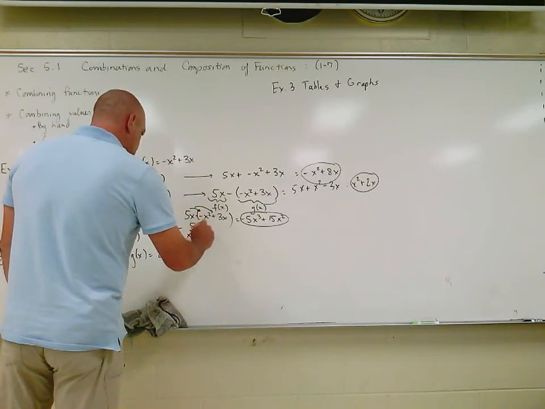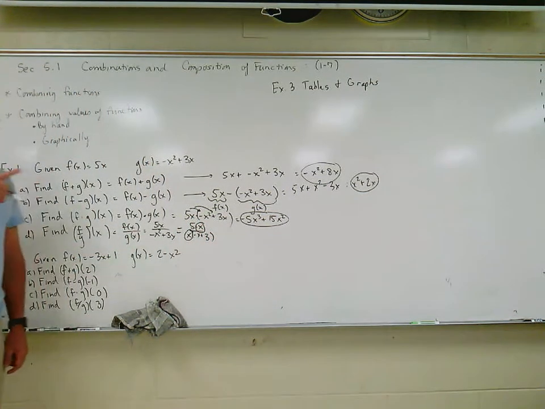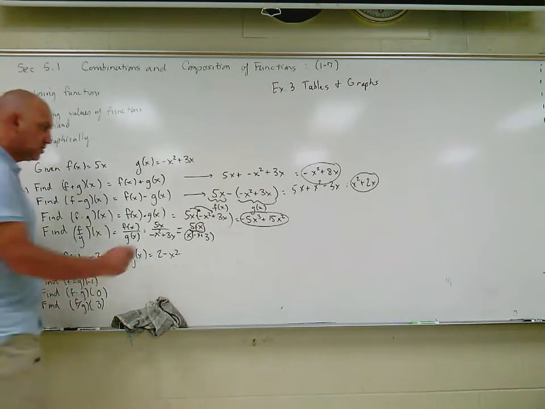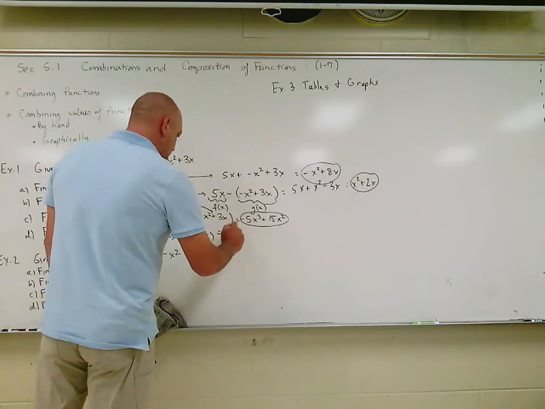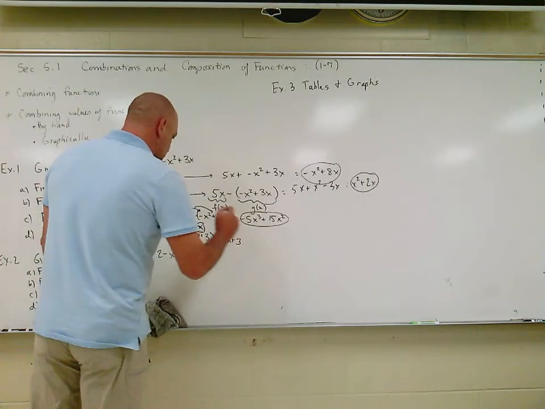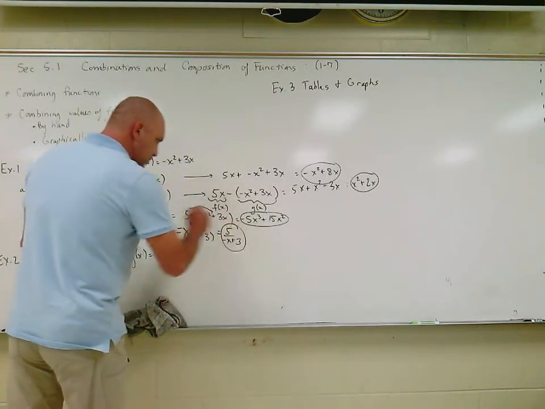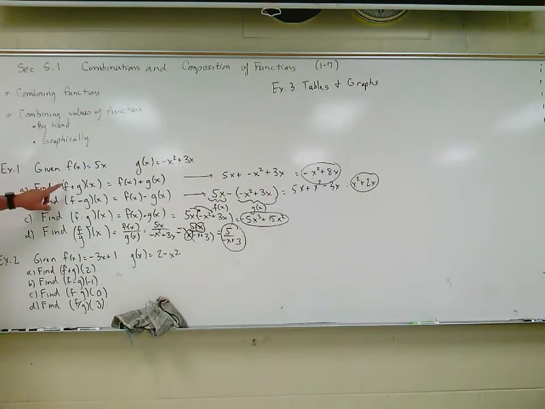Notice there's an x in the top and an x in the bottom, just like rational functions, which we did with asymptotes and holes. We just did that lesson. These x's cancel. You get 5 over negative x plus 3. Okay? So, do we understand? Well, all I need to know is, do you understand what this instruction is? Everybody good with that? Get positive feedback there? Okay, good.